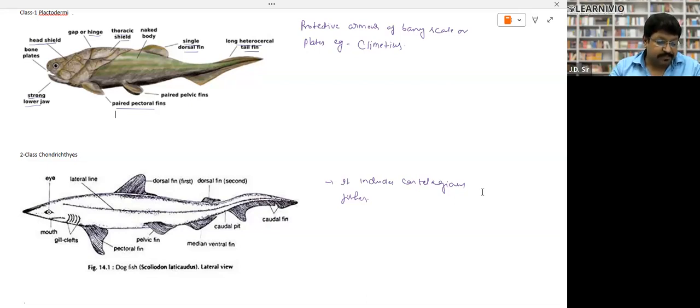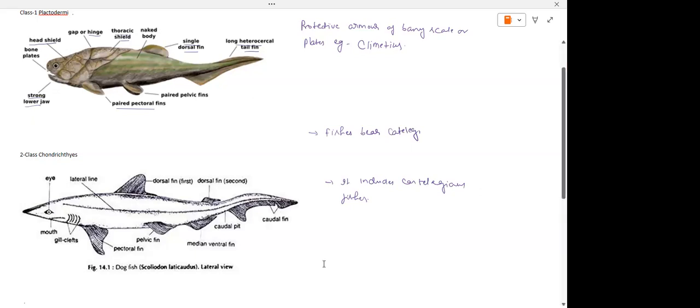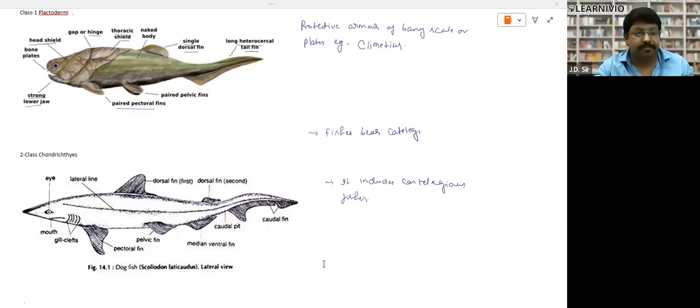Fishes of this class bear cartilaginous endoskeleton. Next point.